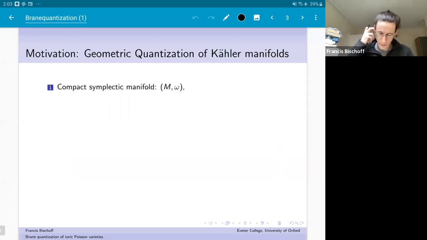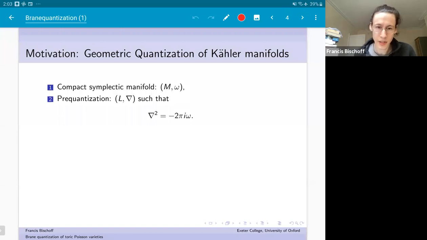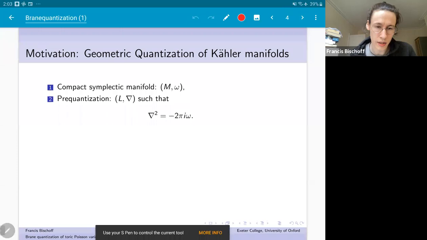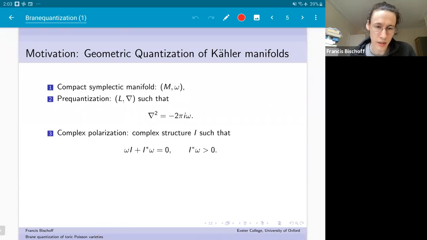So to start, I just want to give the motivation, the geometric quantization of Kähler manifolds. Let's start with a compact symplectic manifold and go over the geometric quantization. The first thing that we need is a prequantization, so a unitary line bundle L with a connection nabla whose curvature recovers omega. And then next, we choose a polarization, so a way of splitting the coordinates on M into position and momenta. So we'll choose a complex polarization.